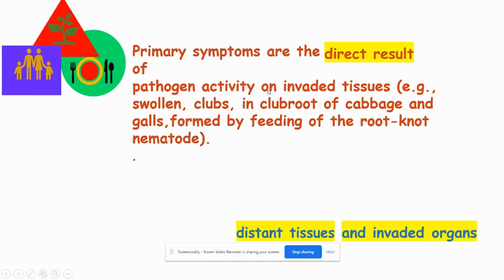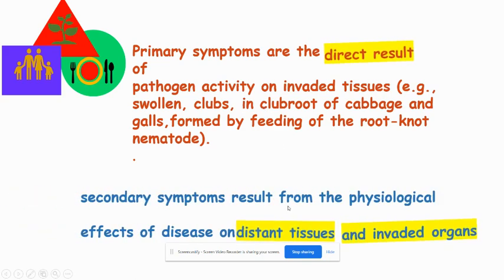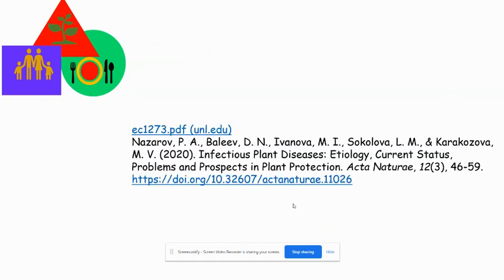There are primary symptoms that are the direct result of the pathogen activity on invaded tissue, that is the host, and the examples of these primary symptoms include swollen areas, clubs or club root disease. And there are some secondary symptoms which result from the physiological effects of disease on distant tissue or invaded organs. So here we have seen the different types of symptoms and what changes are seen due to the infection in the host plant.